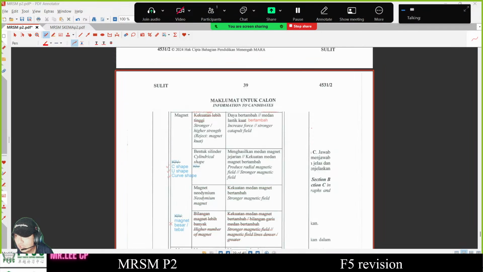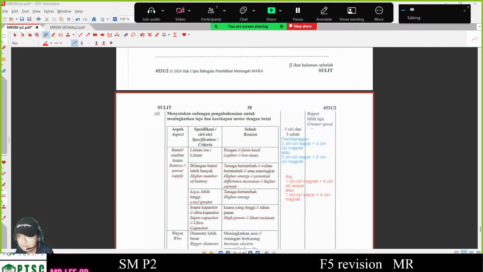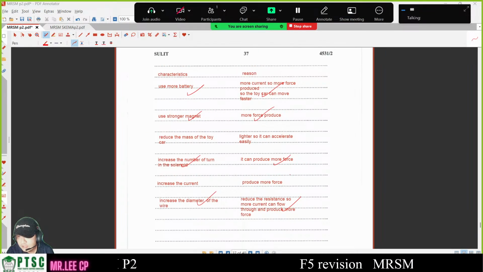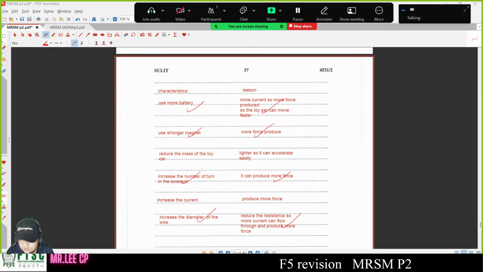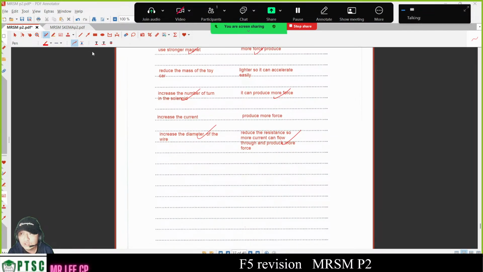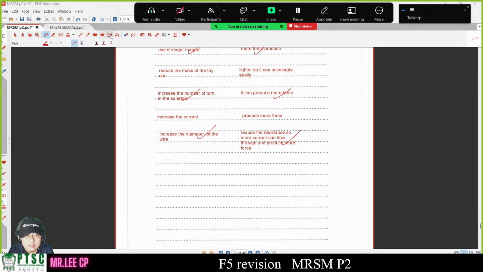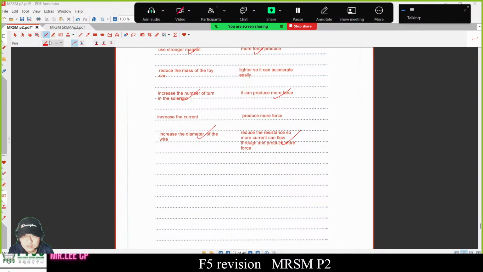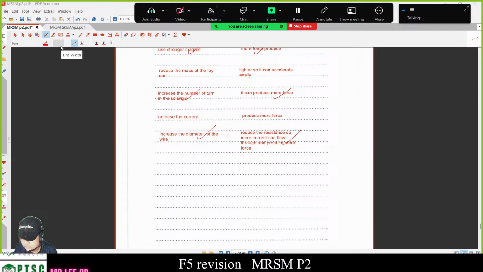So how many marks do I get? Here, 1, 2, 3, 4, 5, 6, 7, 8. So I short off 2 marks. So 8 over 10. So this question, be careful. I get 8 over 10.